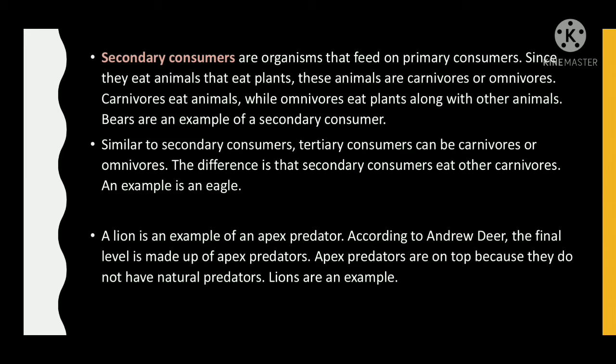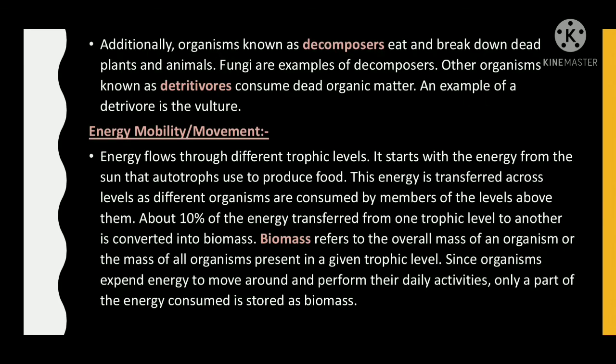The final level is made up of apex predators. Apex predators are on top because they do not have natural predators. Lions are an example. Additionally, organisms known as decomposers eat and break down dead plants and animals. Fungi are examples of decomposers. Other organisms known as detritivores consume dead organic matter. An example of a detritivore is the vulture.